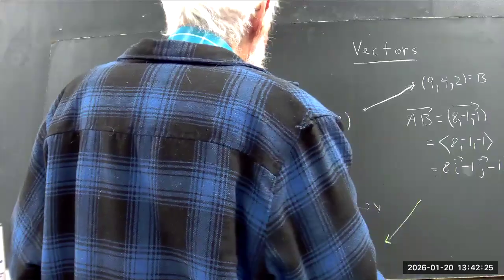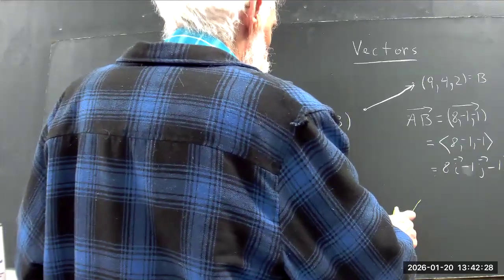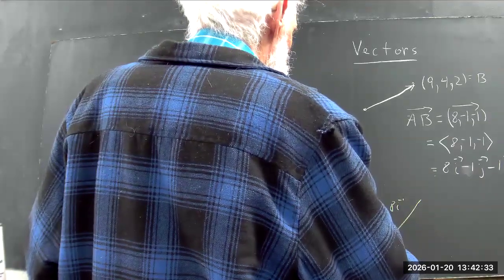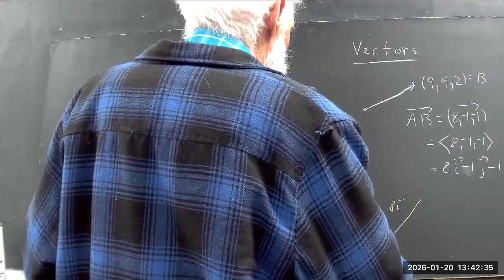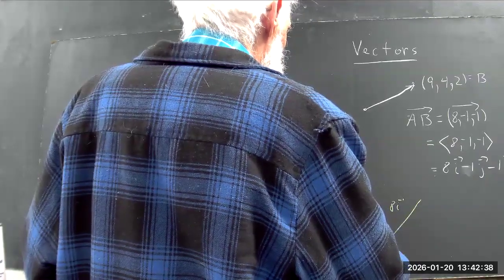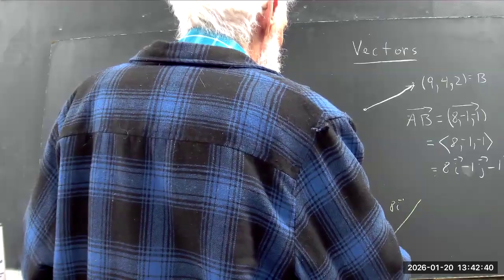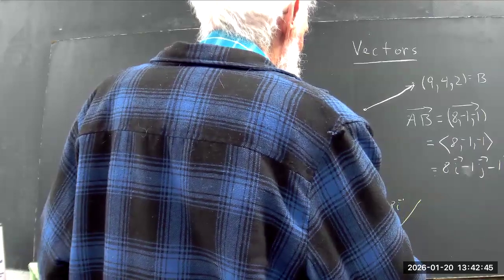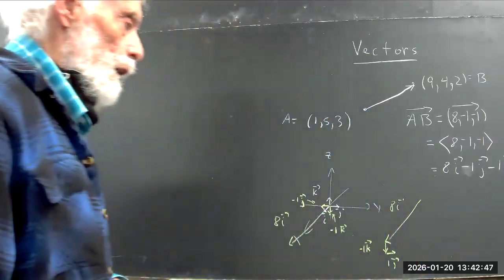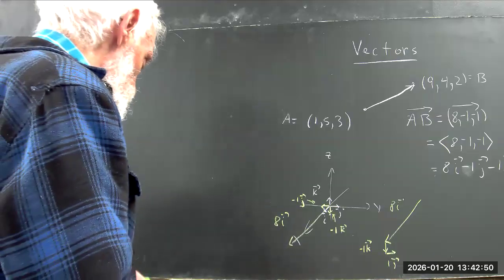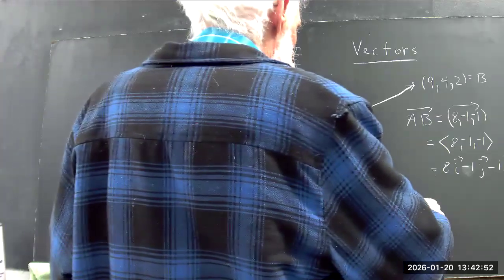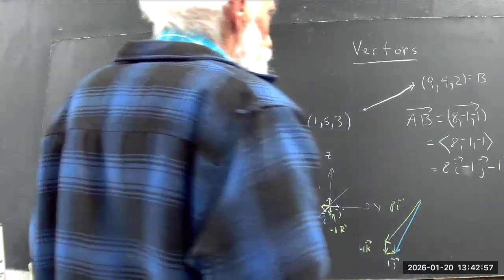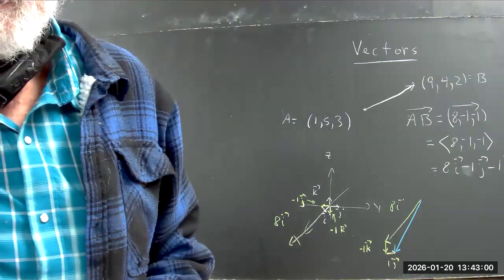You can then put these vectors together, head to tail. So here's your 8i. I'll do the negative 1k here. And then -1j here. So there's my vector AB.